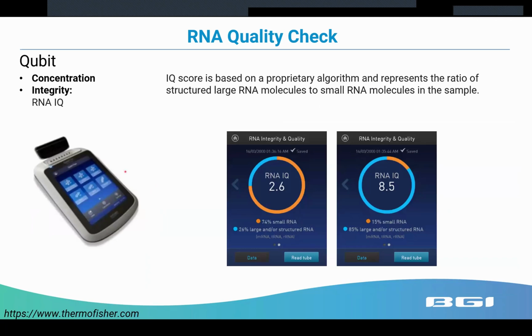Then let's see the Qubit. The Qubit measurement system uses fluorescence technology to quantify nucleic acids such as RNA, with fluorescent dyes that selectively bind to the RNA molecules. These dyes only emit a fluorescent signal when they are bound to the targeted RNA, which allows for the specific detection and quantification of RNA without interference from other molecules like DNA or proteins. They use an IQ score to represent the ratio of structured large RNA molecules to small RNA molecules in the sample to evaluate the integrity of the RNA.